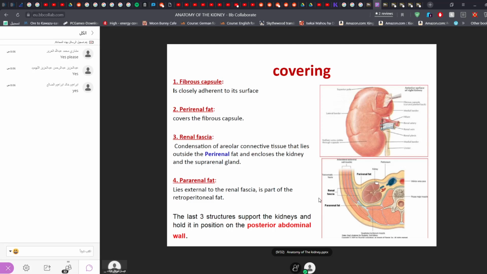So you can see this is also a big support for the kidney in its position. Then outside we have the pararenal fat, which lies external to the renal fascia and is part of the retroperitoneal space, because here you can see this is the peritoneal cavity and this is the outside, so we can call this pararenal fat. The last three structures support the kidney and hold it in position on the posterior abdominal wall. So hope you remember fibrous capsule, perirenal fat, then renal fascia, and then pararenal fat.